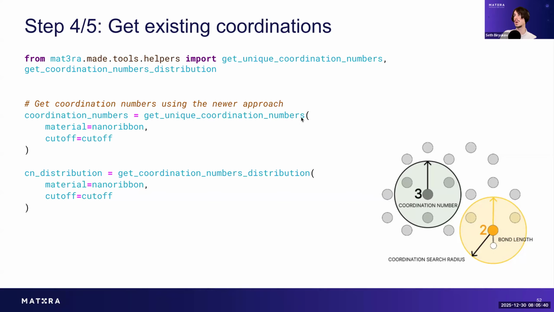So we get the unique coordination numbers to get a feel for the new material. We can get an understanding of how many coordinations there are, and we can see the distribution of coordinations so that you can select the threshold correctly.